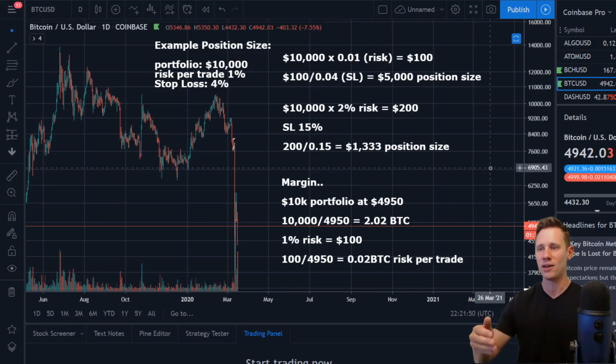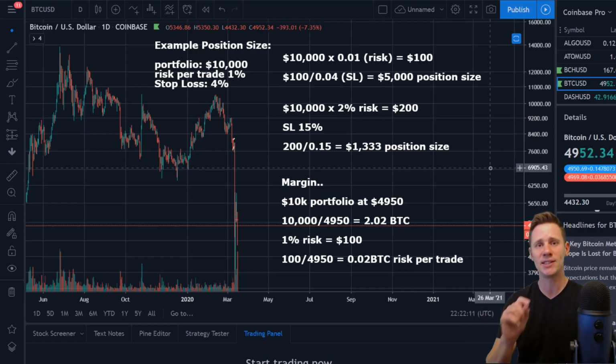You can go back. Say you have a $20,000 portfolio, then calculate using these numbers, okay? Say you have a $1,000 portfolio. Calculate using these numbers. If you have a $1,000 portfolio, that means you're only willing to risk $10 on each trade. This type of method will keep things consistent. This will keep things steady.